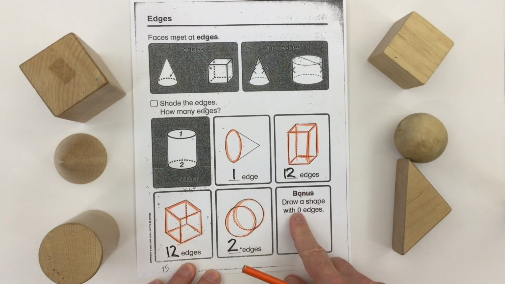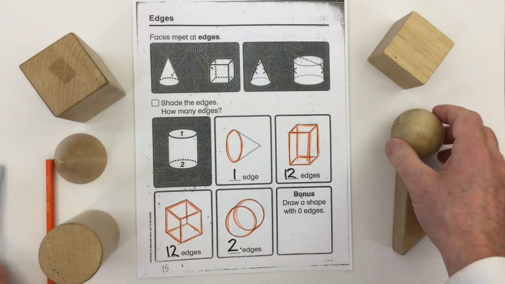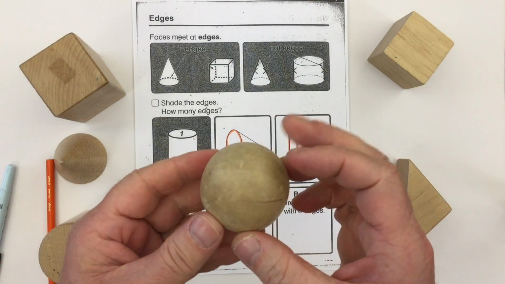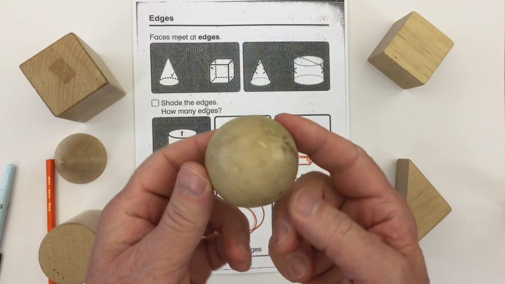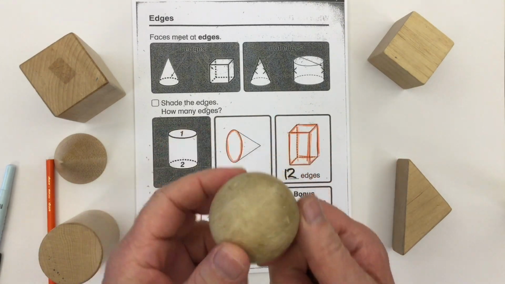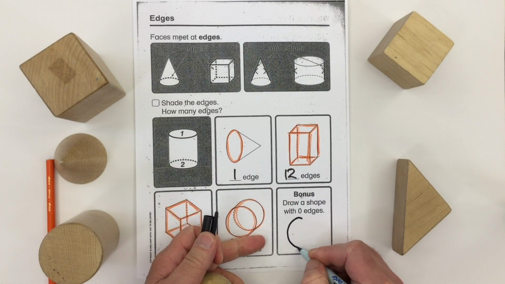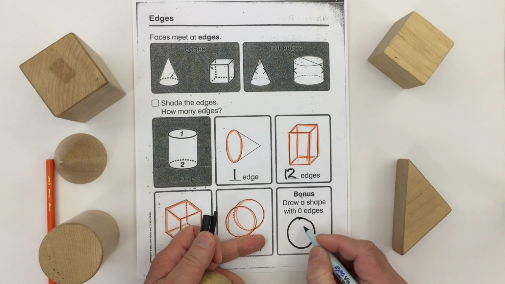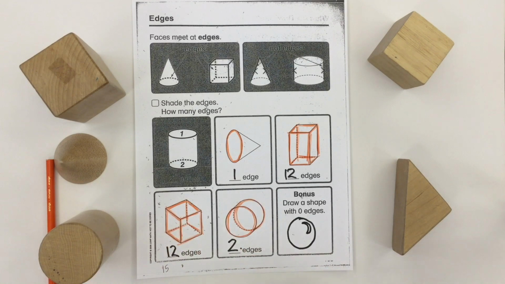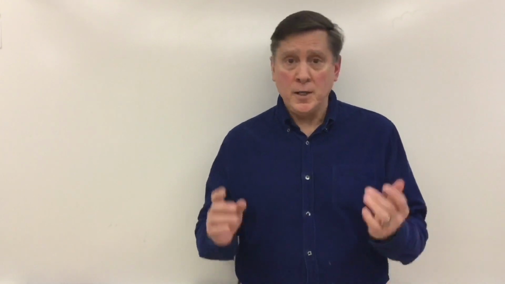Bonus, draw a shape with 0 edges. But look at this one. Here's the sphere. There are no flat faces that meet anywhere. This sphere is 0 edges, so I can draw a circle. Sometimes what I draw is I draw like a little bubble line like that to make it look 3D. Maybe even give it a little shadow down here. 0 edges.